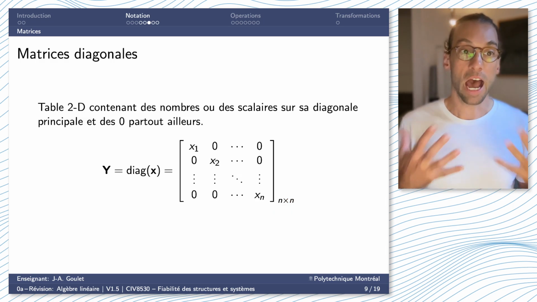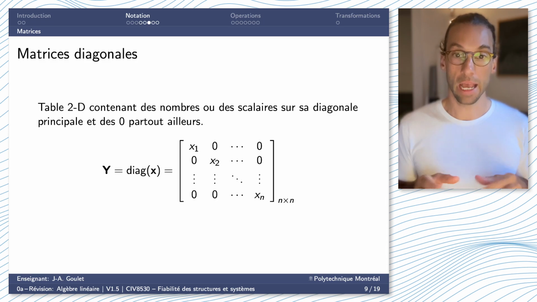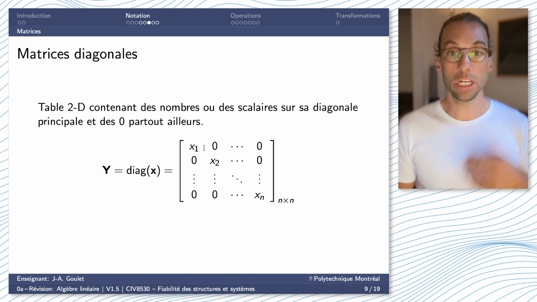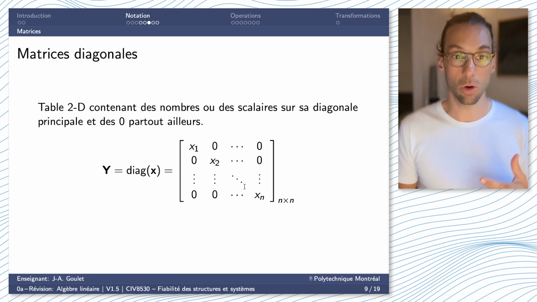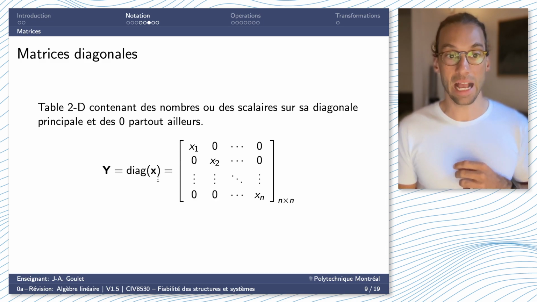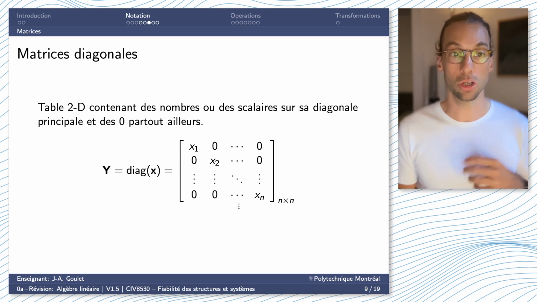We can have a diagonal matrix. So again, a square matrix, but with the particularity that we have only non-zero terms on the main diagonal. So it's a square matrix and only the main diagonal has non-zero terms. In terms of notation, if x is a vector, diag of x is going to make such a square matrix.